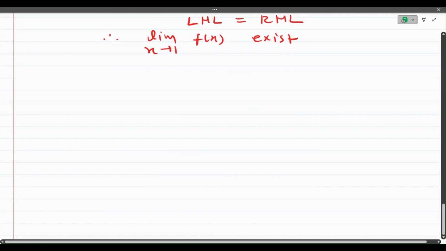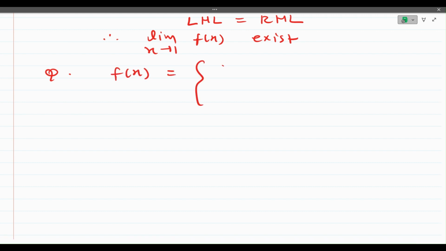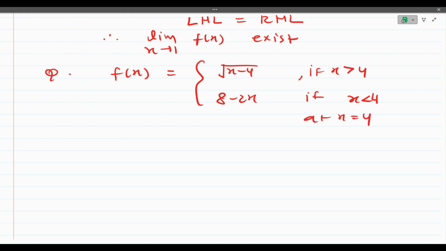Let's solve another question, which is f of x equal to square root of x minus 4 if x is greater than 4, and 8 minus 2x if x is smaller than 4. We need to check its existence at x equal to 4.